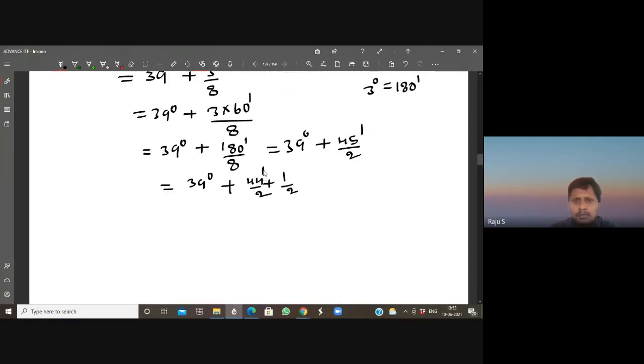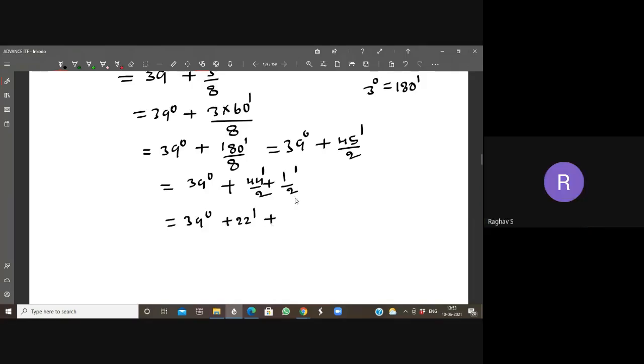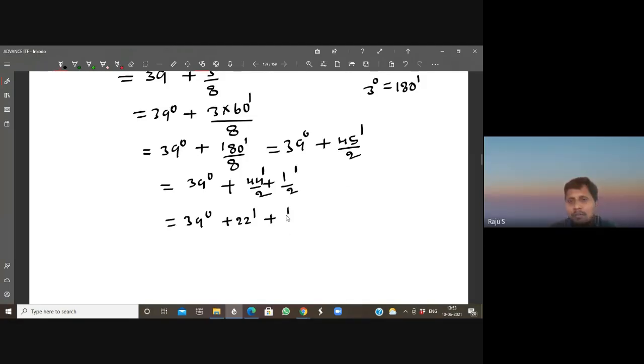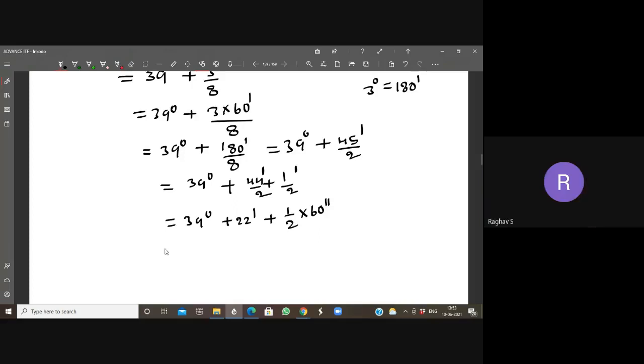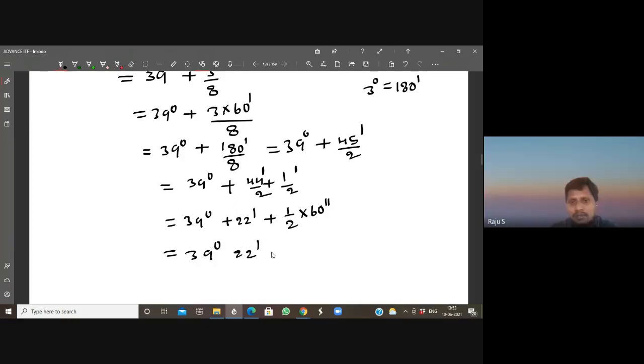So this is minutes, this is also minutes. I have written 45 as 44 plus 1. 39 degree plus 22 minutes plus 1 by 2 minutes, 1 by 2 into 60 seconds, so 30. 1 by 2 converted into seconds like this. Finally, 39 degree, 22 minutes, 30 seconds. Okay. This is the required answer.